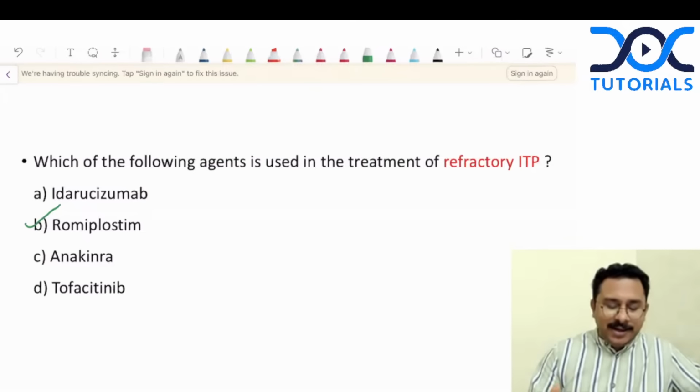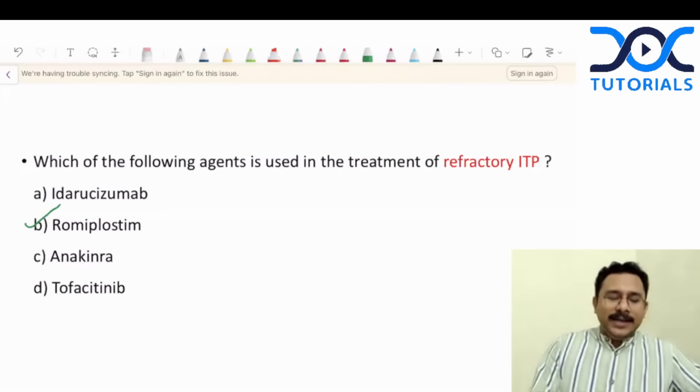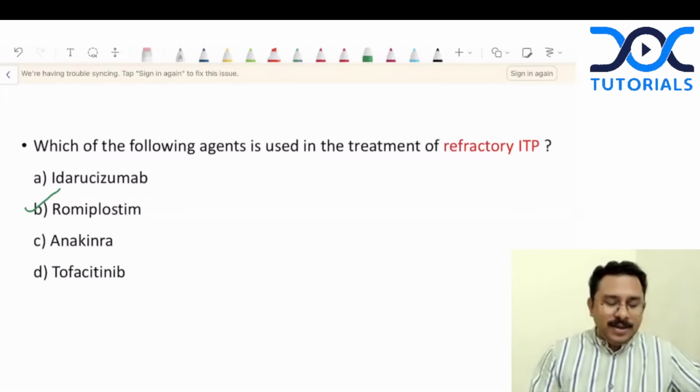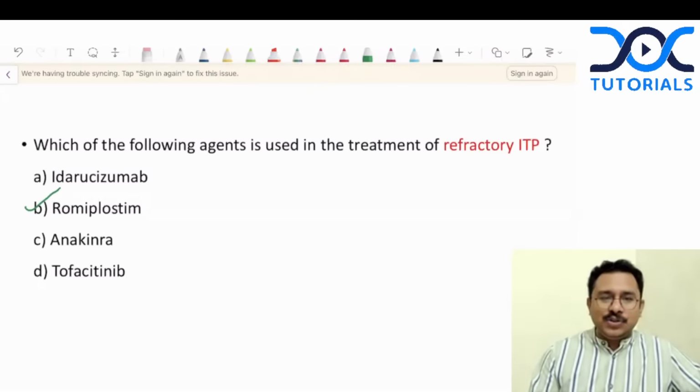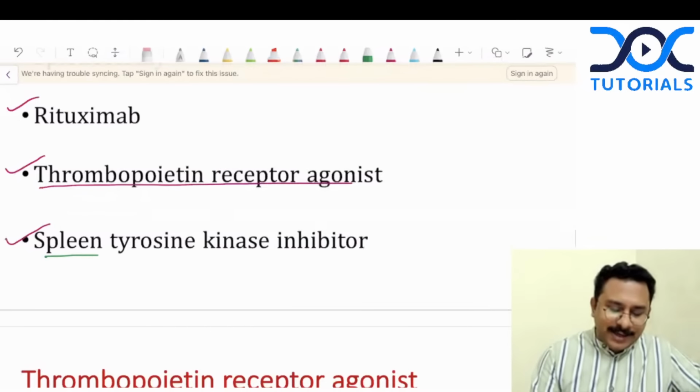Drugs like anakinra and tofacitinib can be used in rheumatoid arthritis. Idarucizumab is actually an anticoagulant reversal agent for anticoagulant-induced bleed. That is, for a dabigatran-induced bleed, you can go for idarucizumab. Okay, and what about spleen tyrosine kinase inhibitor?